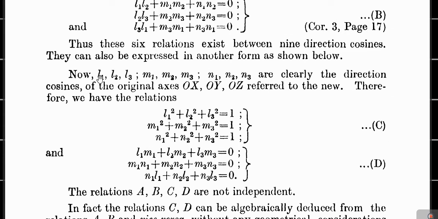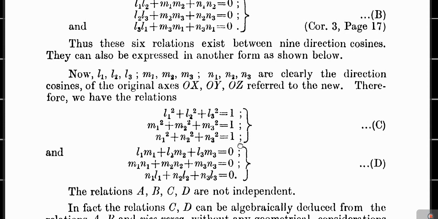So therefore we have L1 M1 plus L2 M2 plus L3 M3 equal to 0 and M1 N1 plus M2 N2 plus M3 N3 equal to 0 and N1 L1 plus N2 L2 plus N3 L3 equal to 0. We will denote these systems by the equations C and D. Next one. Now we observe that these four relations A, B, C, D are not independent.